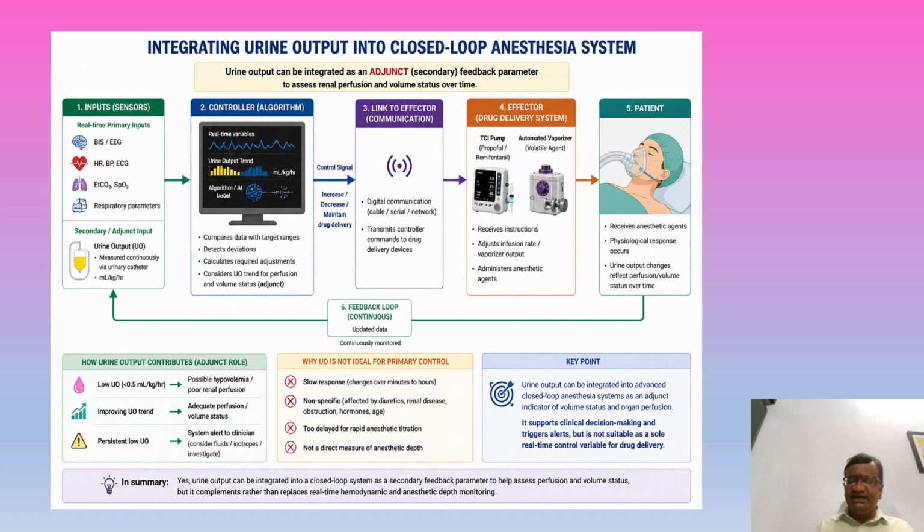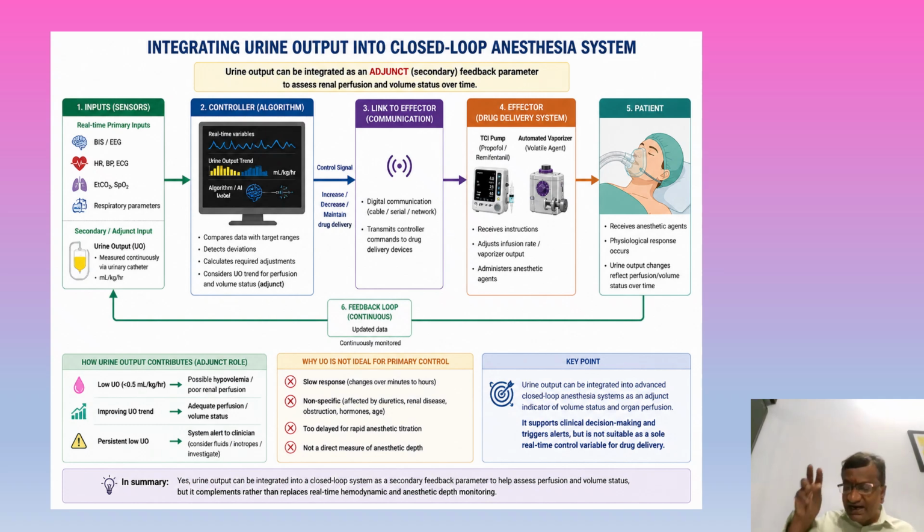Now we have told the data input is about heart rate, blood pressure, EtCO2, end-tidal agent concentration, and BIS monitoring. All these things are calculated and put. But can we integrate urine output? Urine output is a very important monitor. I want to integrate it with the closed loop system. This is very difficult. Yes, we can use it as an adjunct.